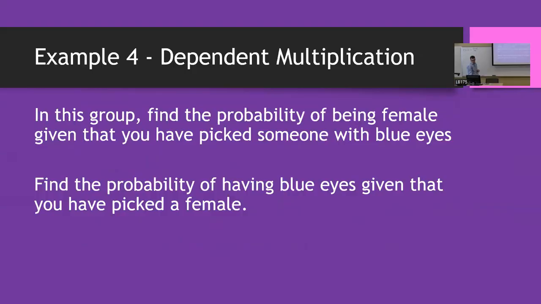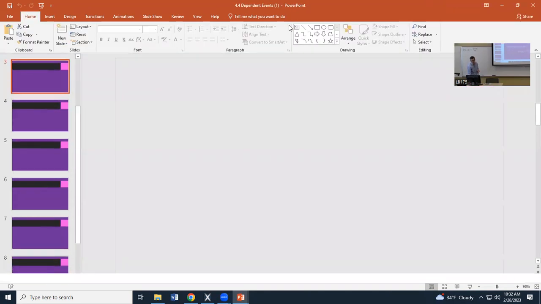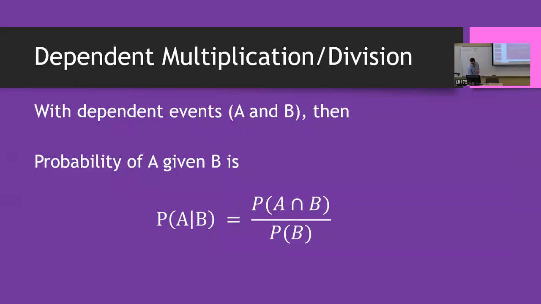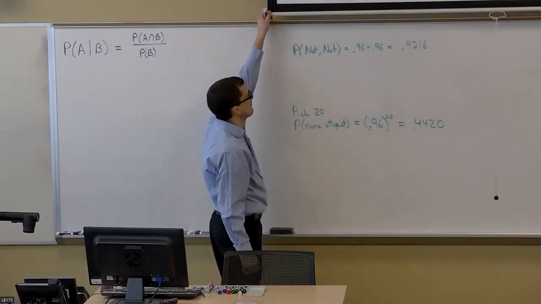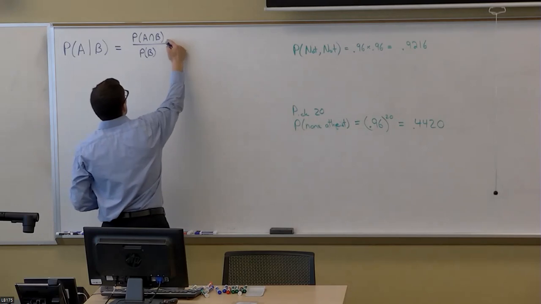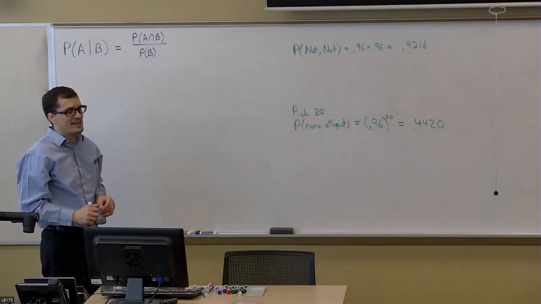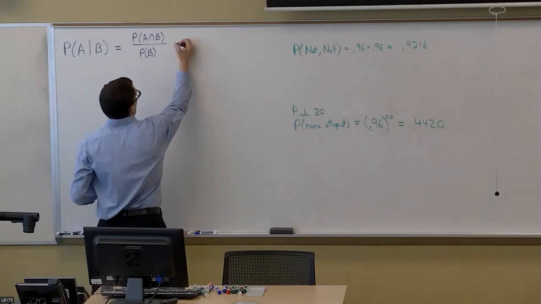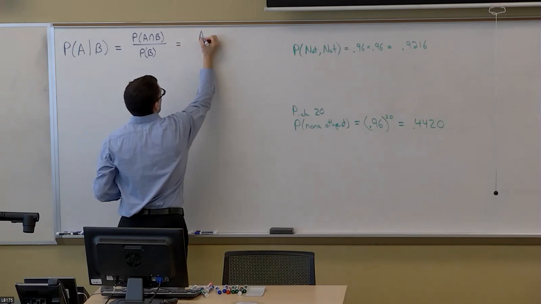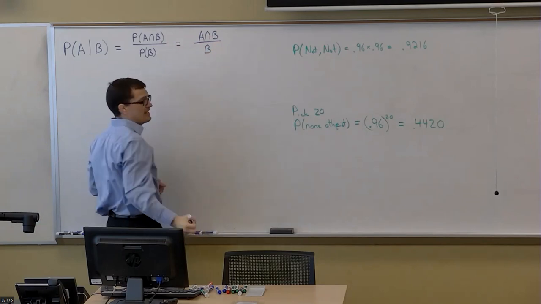Now, I want you to write this down as well. This rule is written in probabilities right now, but you can also write it in just sheer size of the sets. So you can also say it's the size of the intersection divided by the size of B.